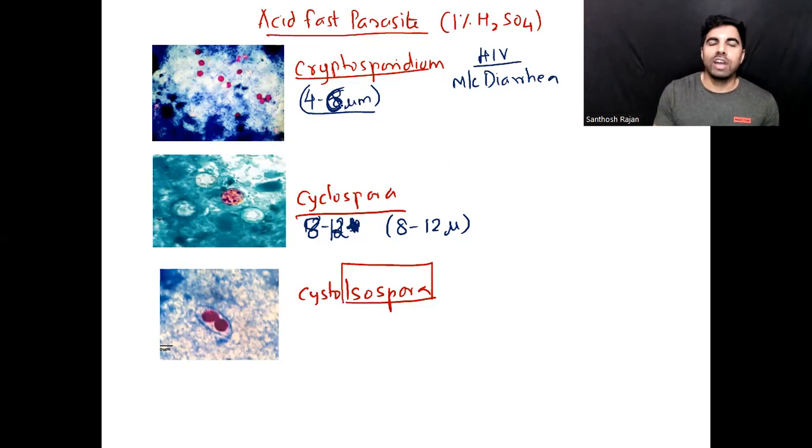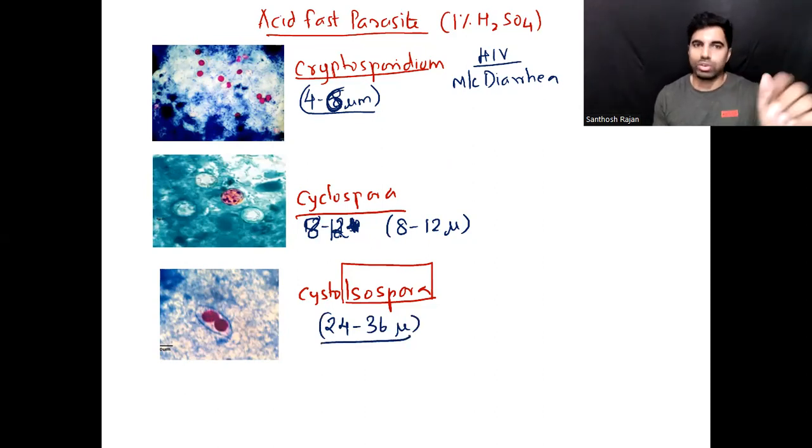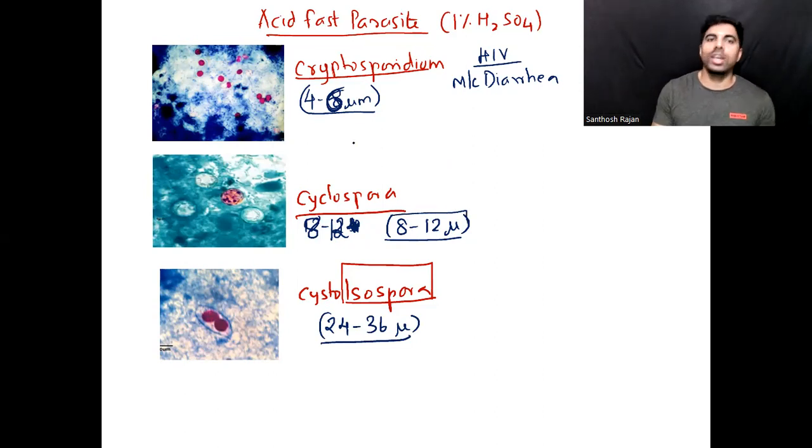4 to 6, then after 6 comes 8 to 12. And Cystoisospora is the biggest one, so you double this: 24 to 36 micron. Remember it like this, this is the easiest way. In some books it's mentioned differently, whatever I told before, but don't just remember that. If they mention the size, it's easy for you. The shape is a little oval. These oocysts you're seeing are the cysts.